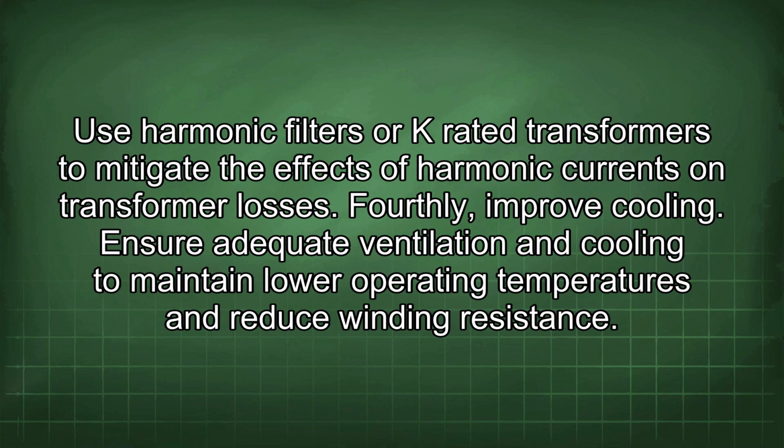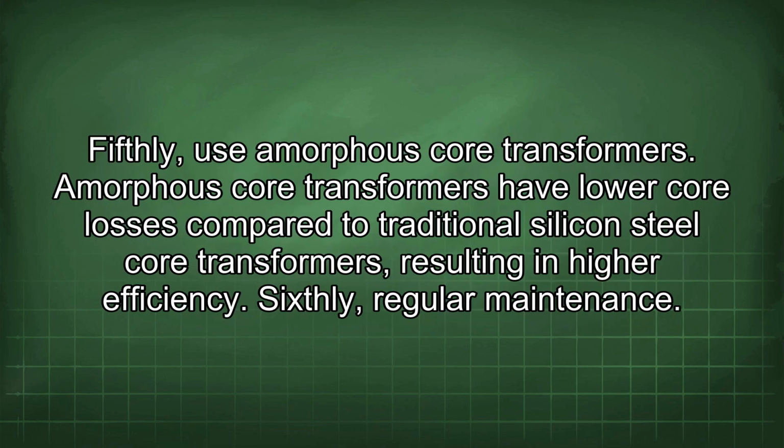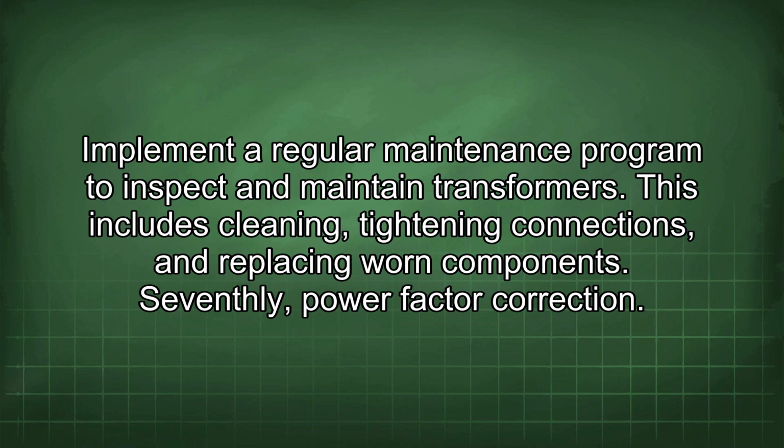Fourthly, improve cooling. Ensure adequate ventilation and cooling to maintain lower operating temperatures and reduce winding resistance. Fifthly, use amorphous core transformers. Amorphous core transformers have lower core losses compared to traditional silicon steel core transformers, resulting in higher efficiency. Sixthly, regular maintenance. Implement a regular maintenance program to inspect and maintain transformers. This includes cleaning, tightening connections, and replacing worn components.